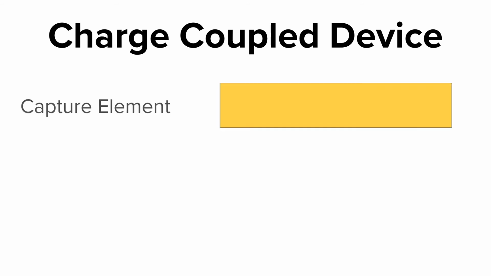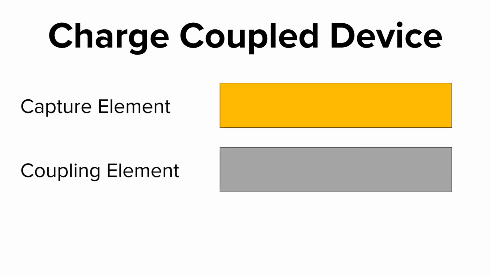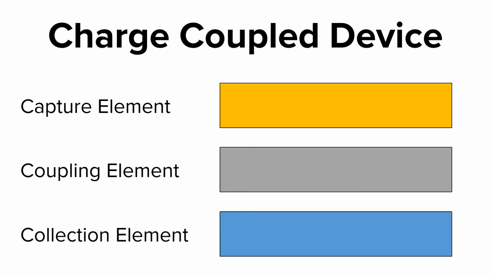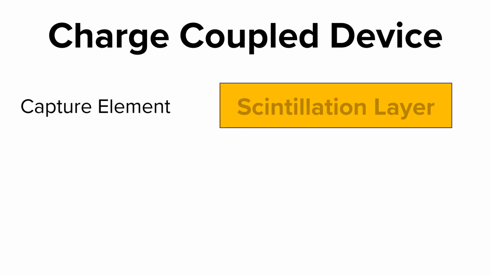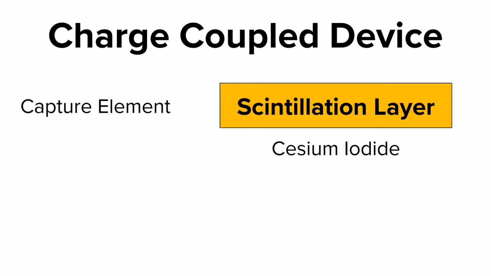The second type of indirect panel is the charge-coupled device, aka a CCD, which is also made up of the same three elements: the capture element, the coupling element, and the collection element. The capture element is the scintillating layer which converts X-rays into light. This scintillating layer is made of a different compound than the TFT scintillating layer. In the charge-coupled device, it is cesium iodide.